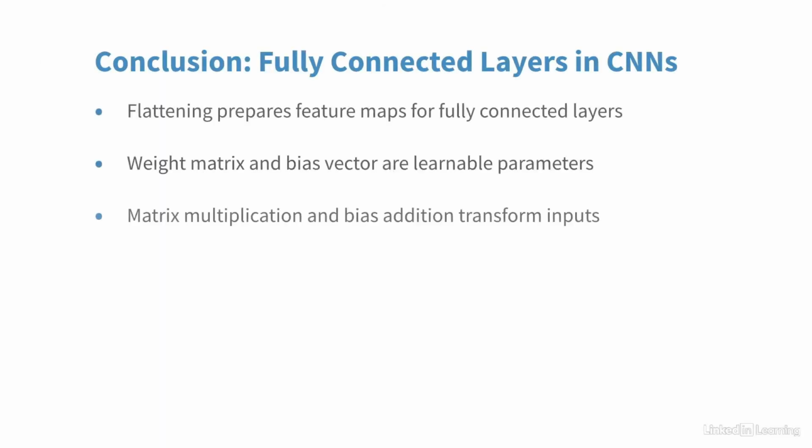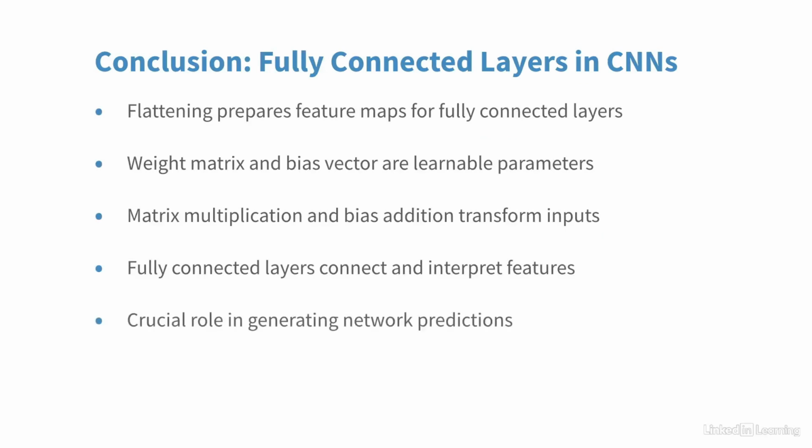Fully connected layers in convolutional neural networks serve as the final step in interpreting the features learned by the convolutional layers, which allows a network to generate predictions or other desired outputs based on the input data.